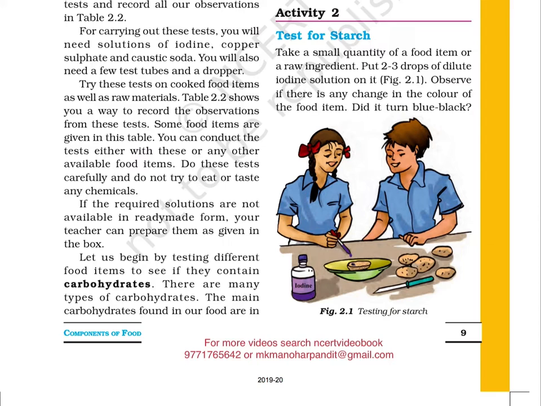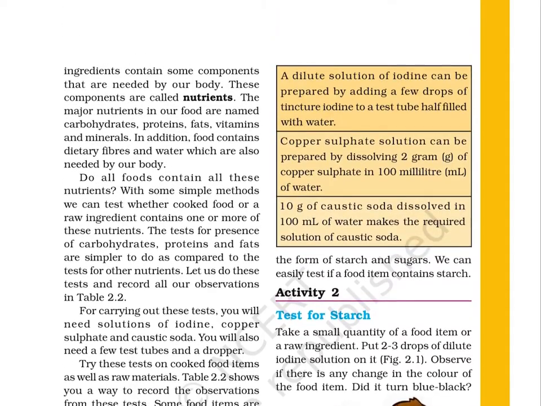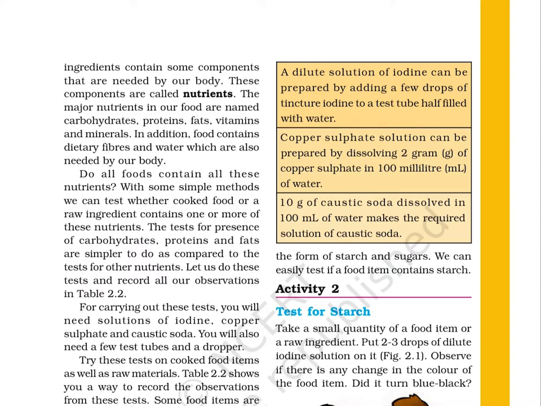Let us begin by testing different food items to see if they contain carbohydrates. There are many types of carbohydrates. The main carbohydrates found in our food are in the form of starch and sugars. We can easily test if a food item contains starch. Now, here are some tips given in the box.